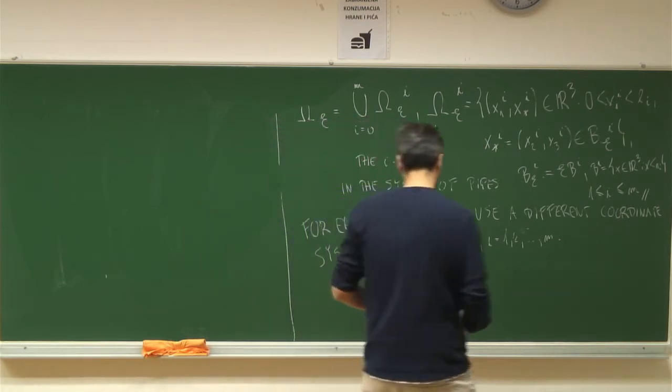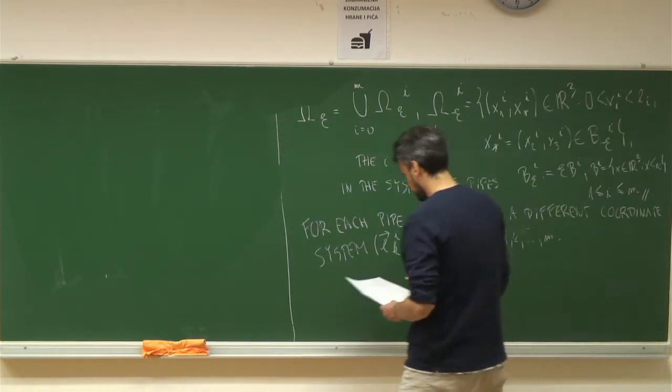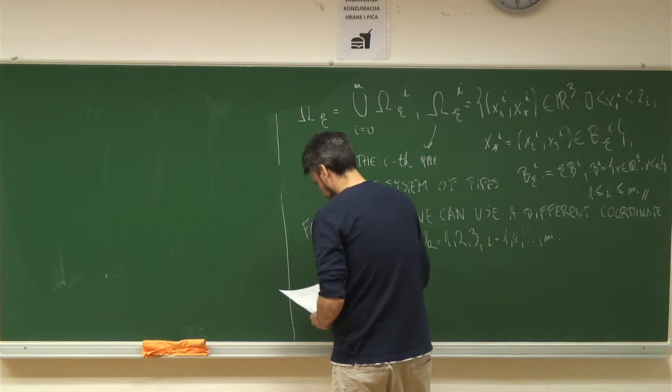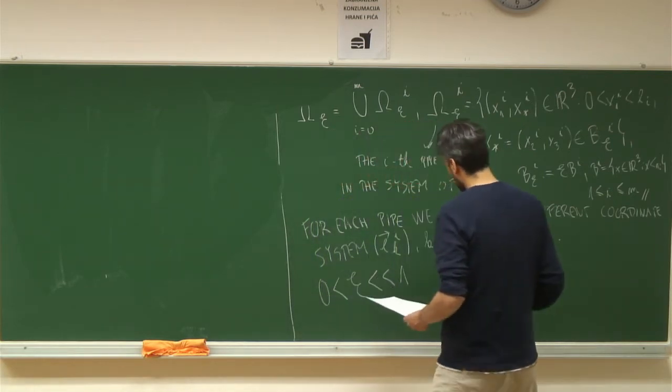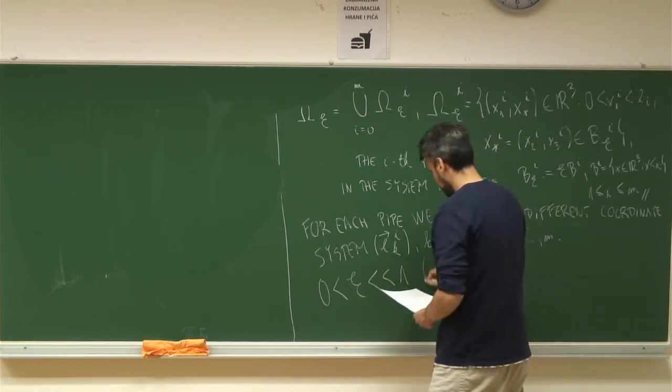Okay, what else do I need? Of course, this epsilon is a small parameter. That's the diameter of the pipes. So, a small parameter.